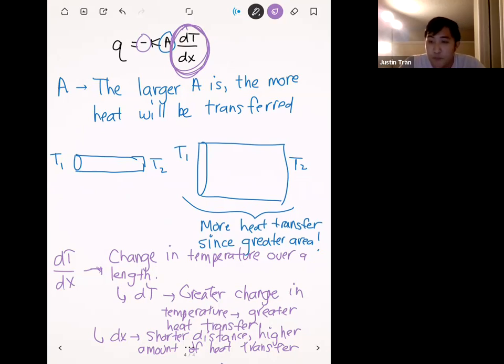Question. So is this distance in all dimensions? Yeah, so that distance can be applied in all dimensions, but right now we're considering just one-dimensional heat transfer. All right, so actually let me go ahead and illustrate why that negative is there on the next page.